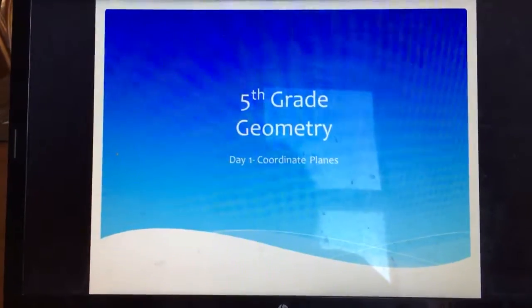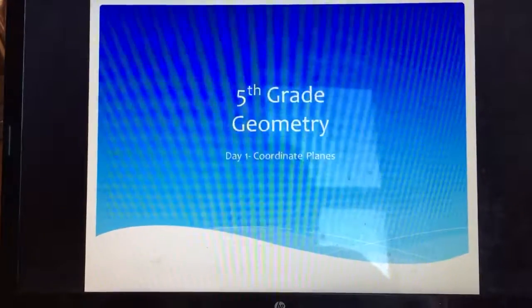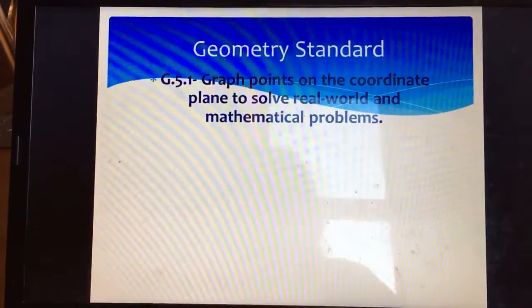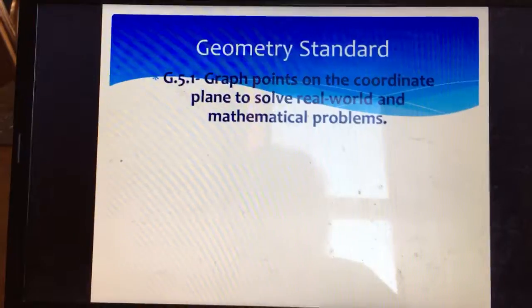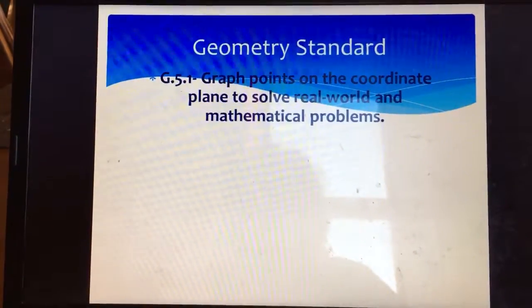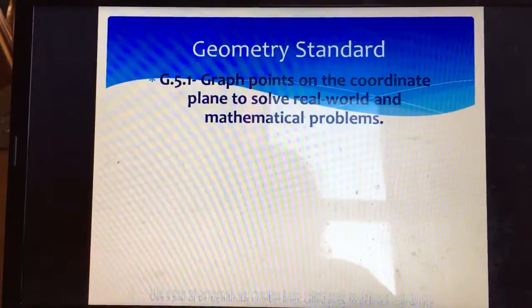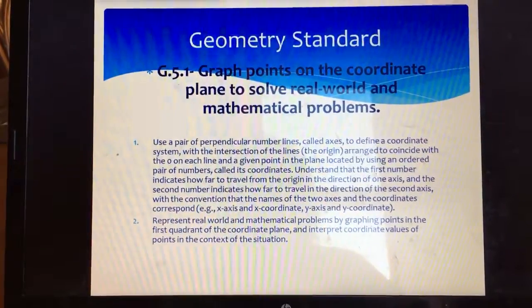In today's lesson, we will be talking about 5th grade geometry. The 5th grade geometry standard we will be discussing is standard G.5.1, which states graph points on coordinate planes to solve real-world and mathematical problems. Here is a more in-depth breakdown of the standard.